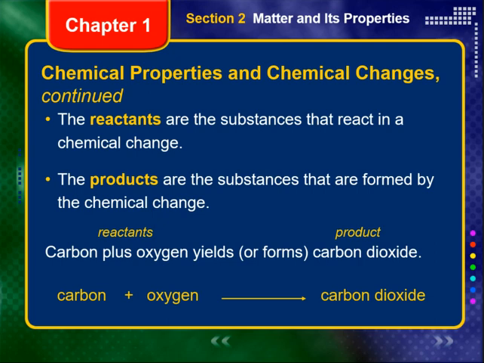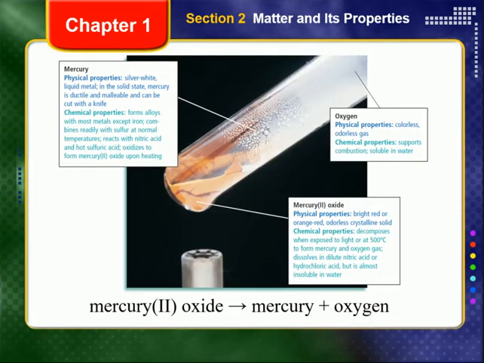In the case of burning charcoal, carbon and oxygen are the reactants in a combustion or burning reaction. Carbon dioxide is the product. The chemical change can be described as follows. Carbon plus oxygen yields or forms carbon dioxide. Arrows and plus signs can be substituted for the words yields or plus, respectively, as is shown at the bottom of the screen here. The decomposition of the mercury compound shown on the screen here can now be expressed using the same arrows and plus signs representing the words yields and plus.